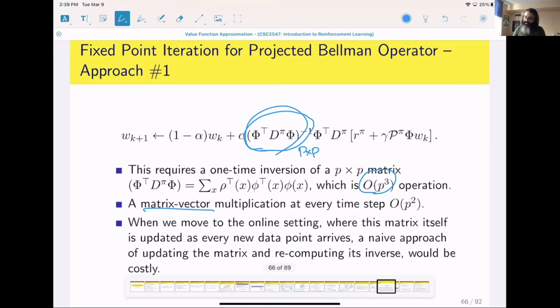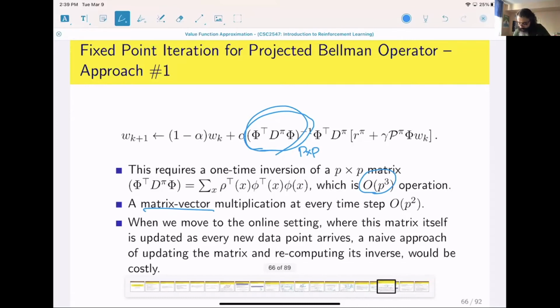So there is another approach that tries to be more efficient. There wouldn't be any matrix inversion or matrix vector product. Everything would be computed based on just vectors. And it starts from that equation 24 that we had.